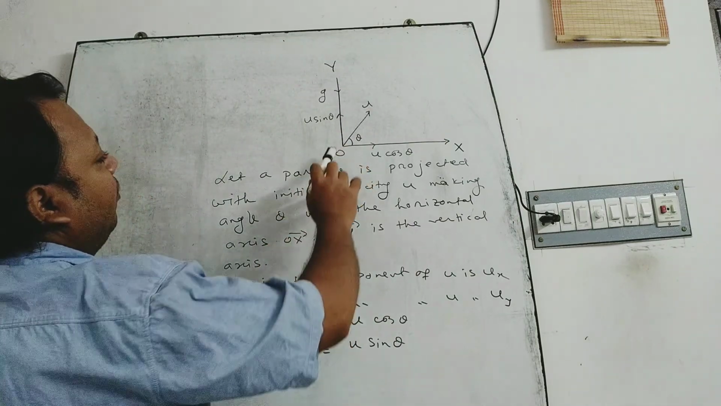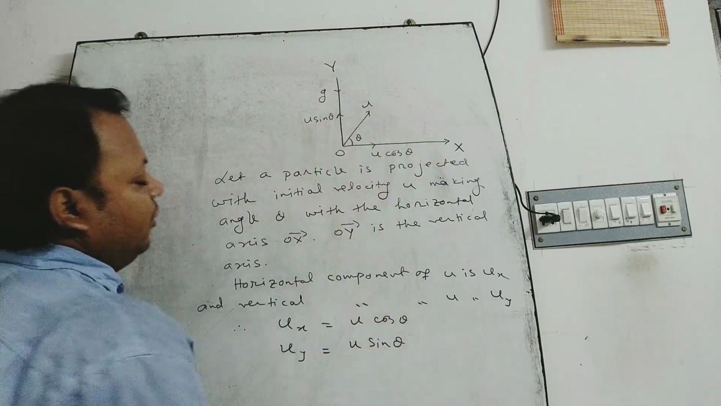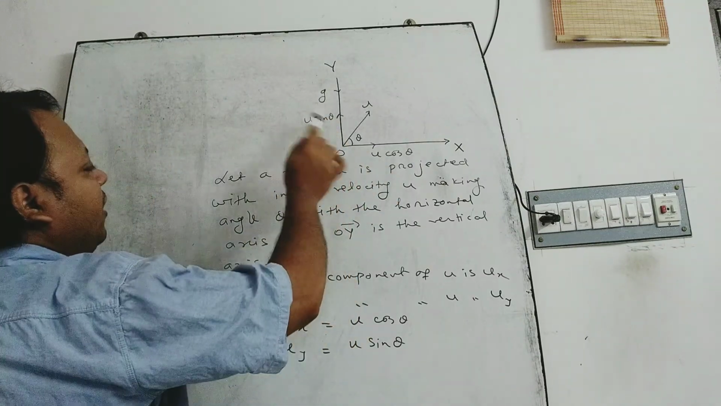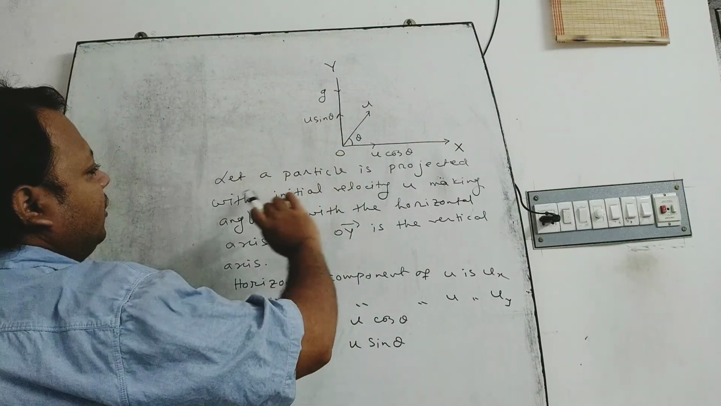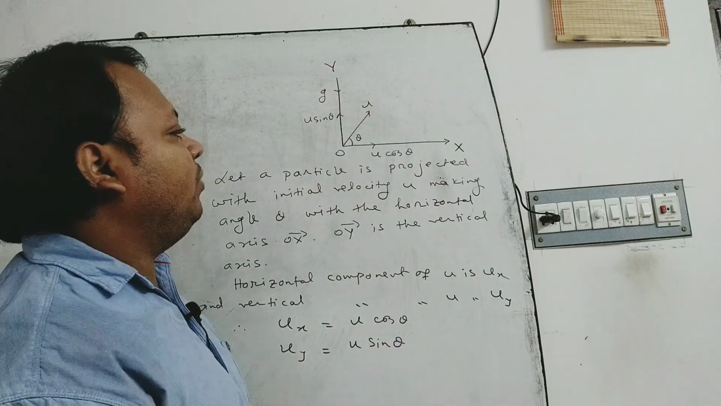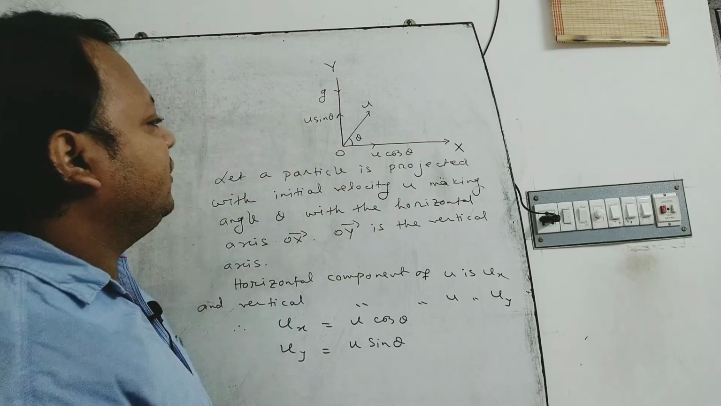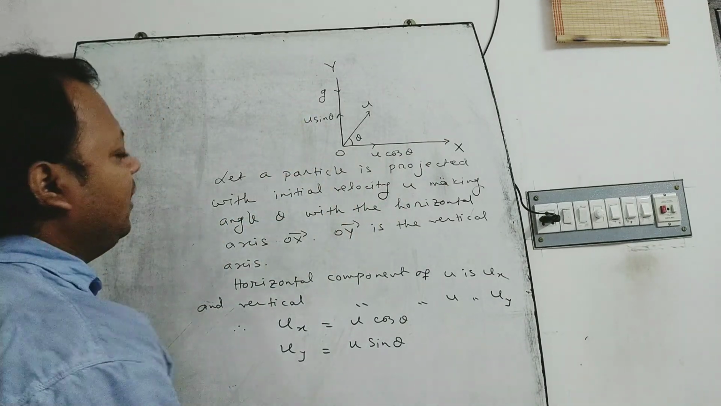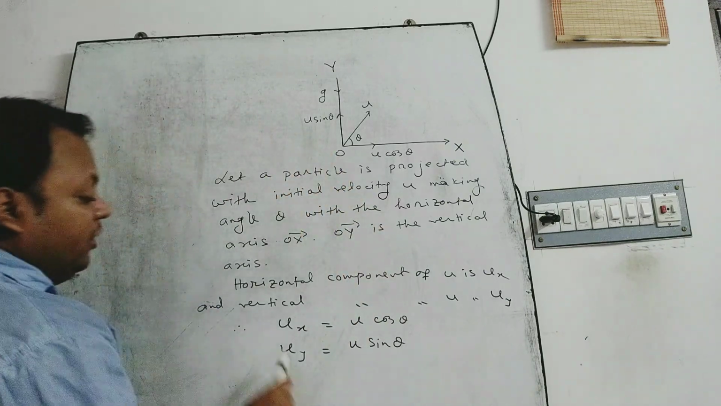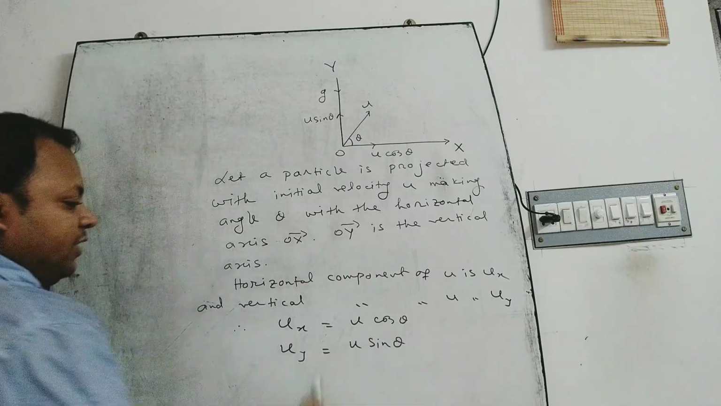Therefore, the component of u along the horizontal direction is u cos theta, and along the vertical direction is u sin theta. That is, u cos theta is the initial velocity of the particle along the x-axis, and u sin theta is the initial velocity of the particle along the y-axis. We can write ux is equal to u cos theta and uy is equal to u sin theta.